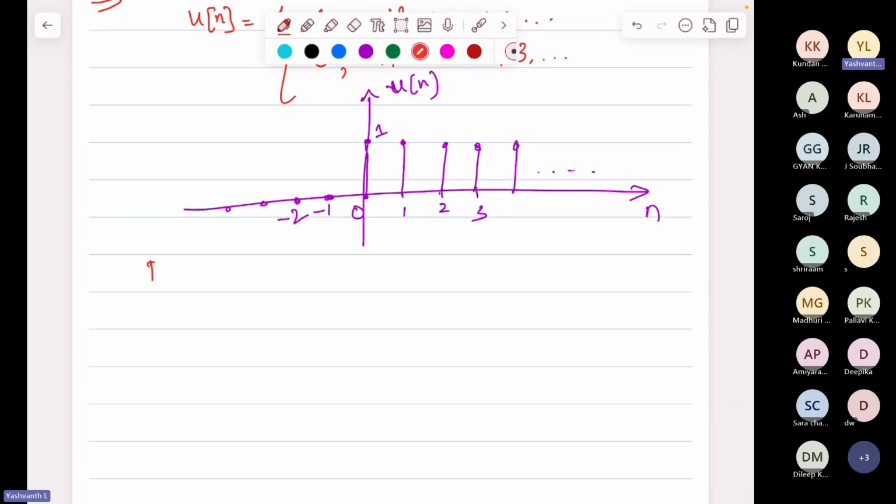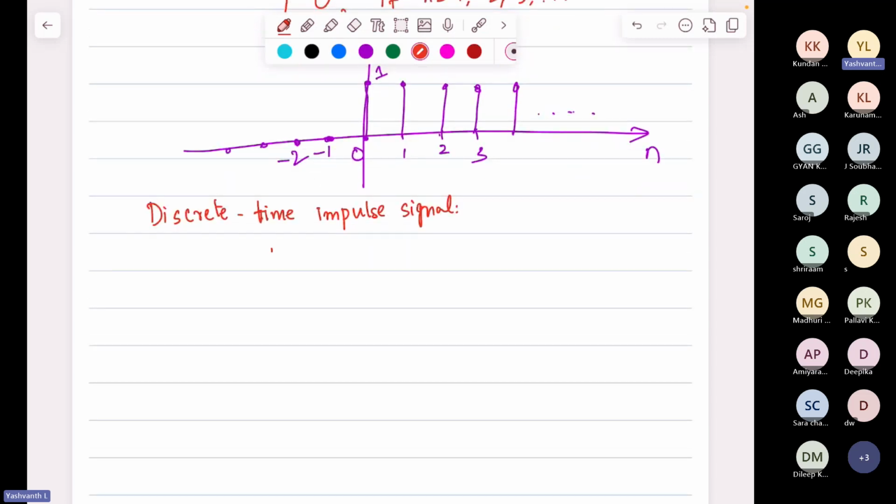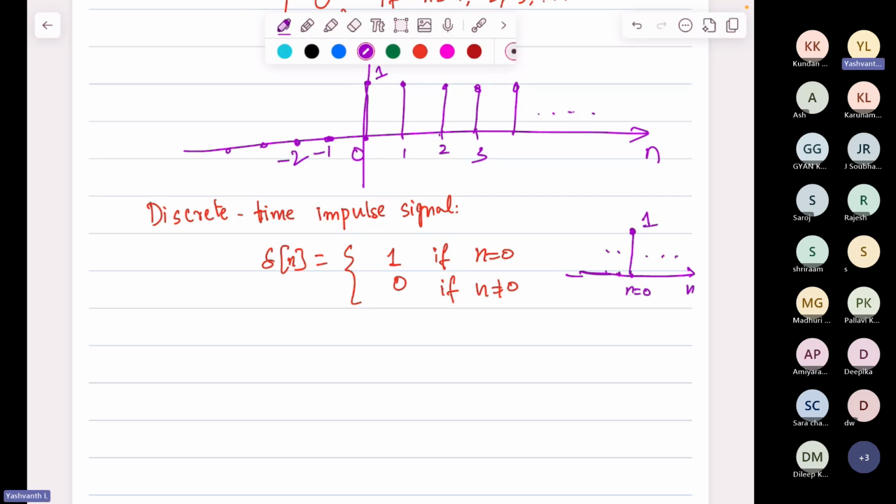Another signal is basically the discrete time impulse signal. Discrete time impulse signal is given as delta of n equal to 1 if n is equal to 0, 0 if n not equal to 0. That is, if I plot this, only at n equal to 0 you will have some non-zero value equal to 1. Everywhere else, it is 0. This is basically called the discrete time impulse signal.